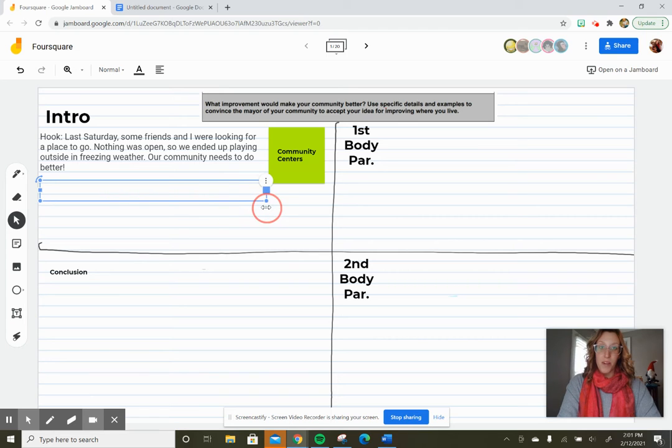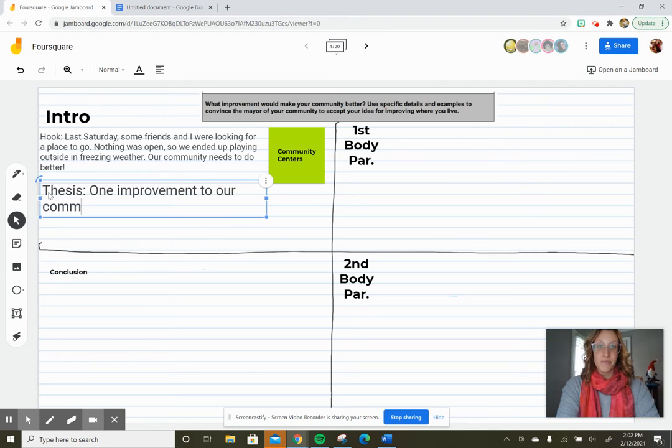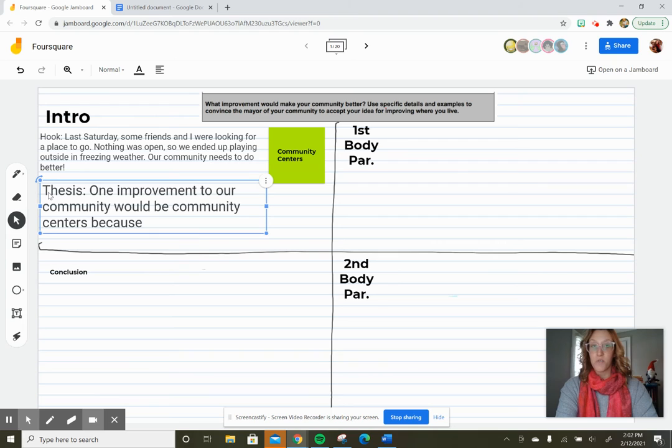The next thing that I'm going to do is my thesis. And this is really important. I want to make sure I hone in on this. The thesis is a 1-sentence roadmap to the rest of my essay. So I'm going to restate the prompt. What improvement would I make? One improvement, and then I'm going to answer it. Community centers because, and my 2 reasons.